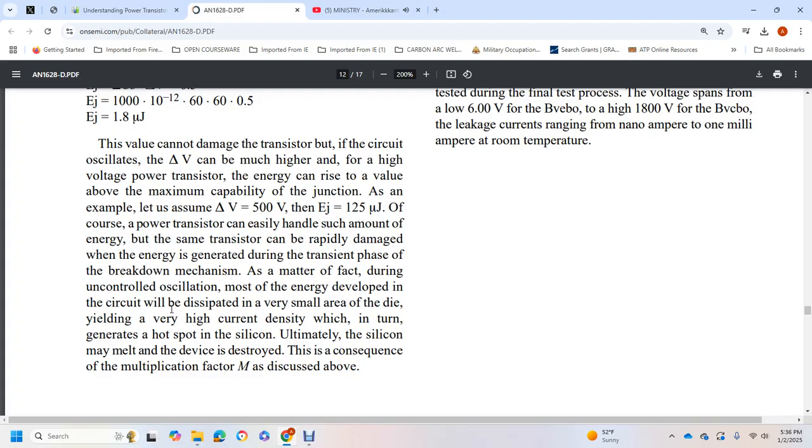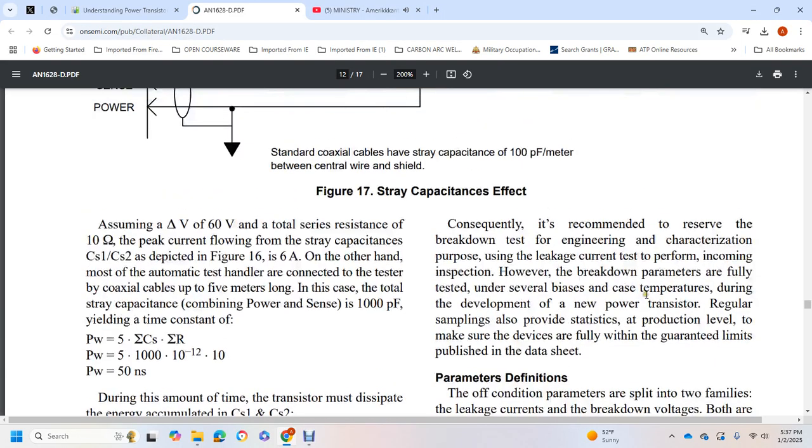so many 125 microjoules. Of course, a power transistor can easily handle the same amount of energy, but not in the breakdown mechanism, where the transistor can be rapidly damaged. As a matter of fact, during the uncontrolled oscillation mode, the energy developed in the circuit will dissipate in a very small part of the die, yielding a high current density, which in turn generates a hot spot in the silicon. Ultimately, the silicon may melt and the device is destroyed. This is a consequence of the multiplication factor M discussed above.